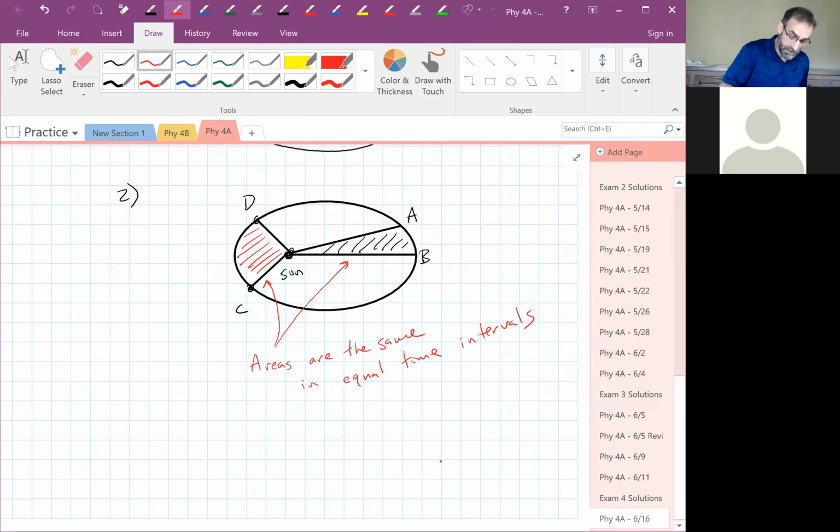So what is the point here? The point here is planets go faster when closer.